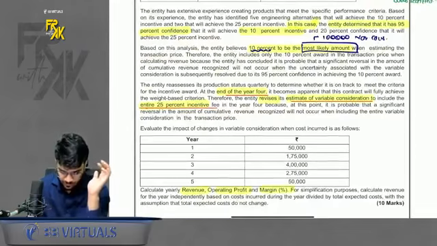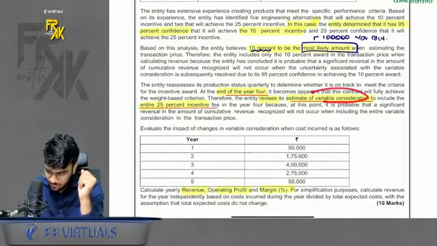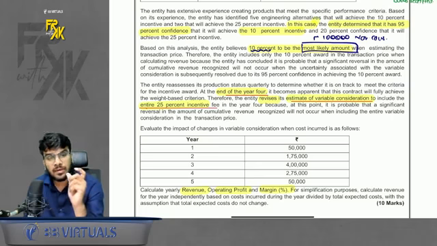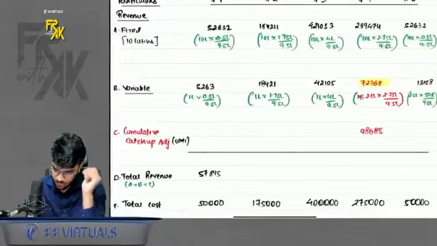But when you read the question further, it says, at the end of 4th year, our estimate changed. Our estimate of variable consideration changed. Now we feel that we will be able to recover 25% incentive. Okay. 25% incentive is more probable now. In this case, what to do?